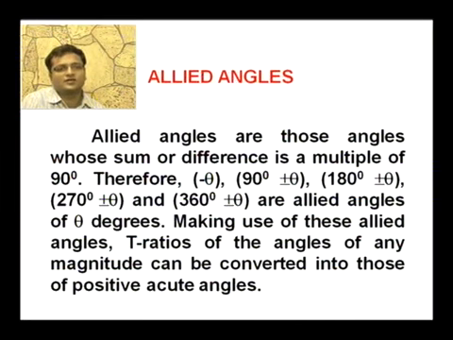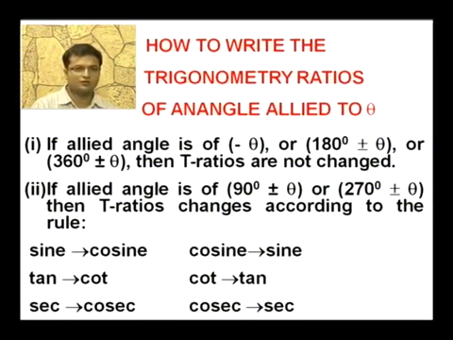So making use of these allied angles, trigonometry ratios of angles of any magnitude can be converted into those of positive acute angles. That means up to 90 degree, 0 degree, 30 degree, 45 degree, 60 degree, 90 degree, we have already studied in our lower class. But with the help of allied angles, we can find the trigonometry ratios for 125 degree, 135 degree, 150 degree, 225 degree and many more. There are 3 rules to find the trigonometry ratios of angles greater than 90 degree.